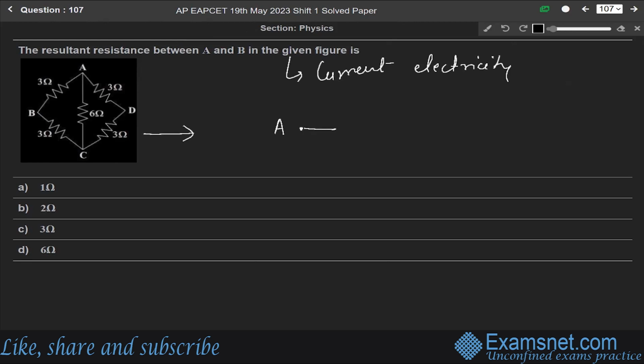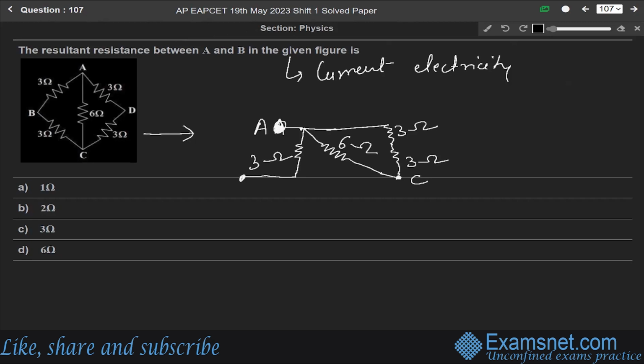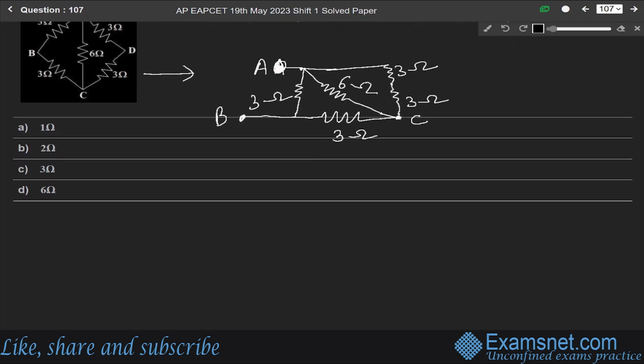So this will be of 3 ohm. This is another 3 ohm, and this is 6 ohm between A and C. So this will be point C, and this is 3 ohm, and let us say this is point A. Let us say this is point B, and this is again 3 ohm.